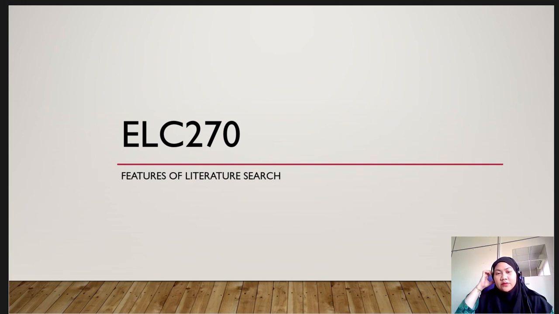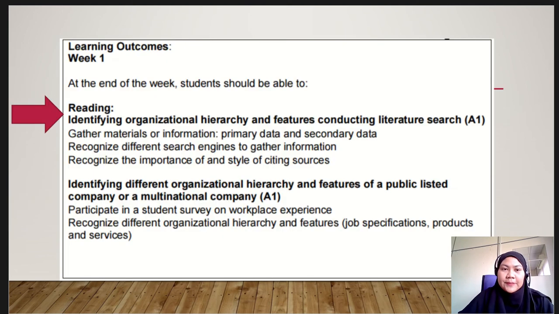What we are going to do here is look at features of literature search. We are going to look at the first learning outcome, that is for reading, identifying organizational hierarchy, and features of conducting literature search. This is because in week five, you are going to do a presentation on the company of your choice. So this is how you conduct the data gathering process.